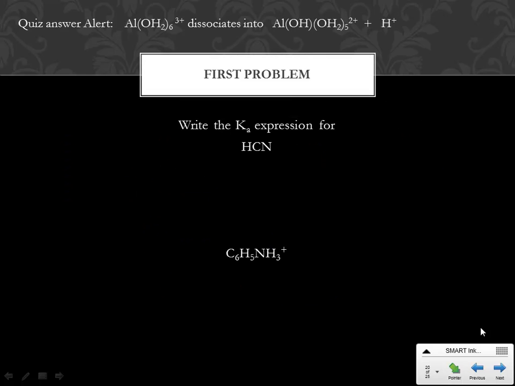Let's pause and talk about the types of problems that you should be able to solve at this point. First of all, you should be able to write the Ka expression for a compound such as HCN. If you look at this compound, in order to write the law of mass action, you need to be able to write its dissociation. You can quickly write this, or write it in sort of an abbreviated way, like this. And this is what I would expect to see.